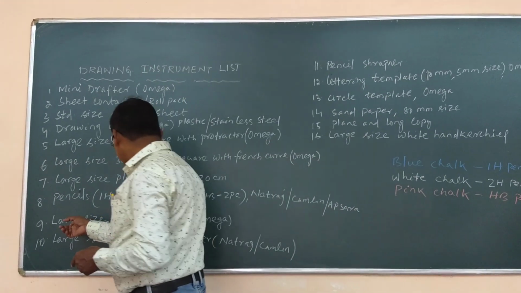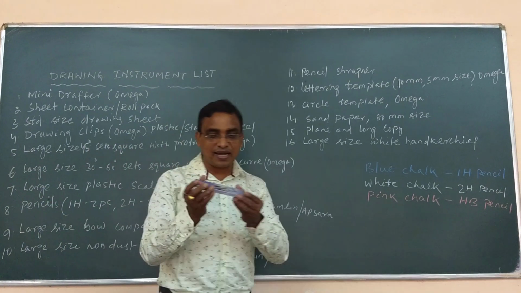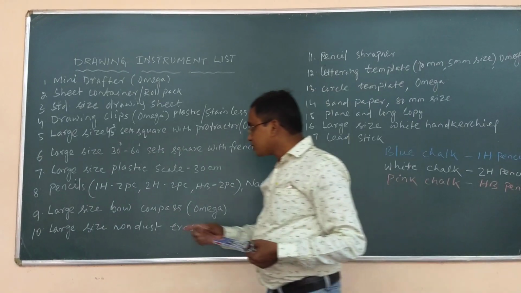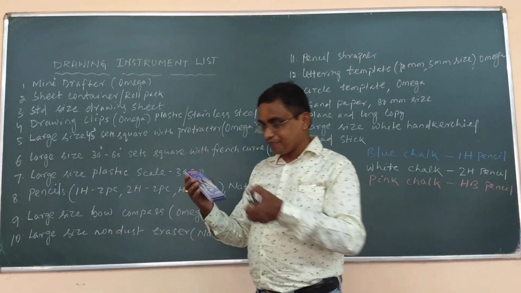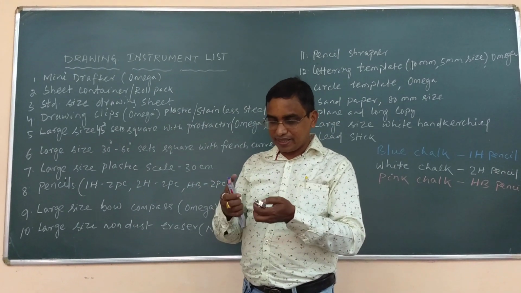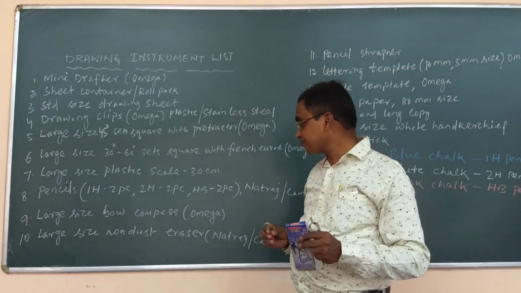Next one is large size bow compass. Just you mark large size bow compass. So large size bow compass, company Omega. Inside that packet, this lead stick is free with this compass.